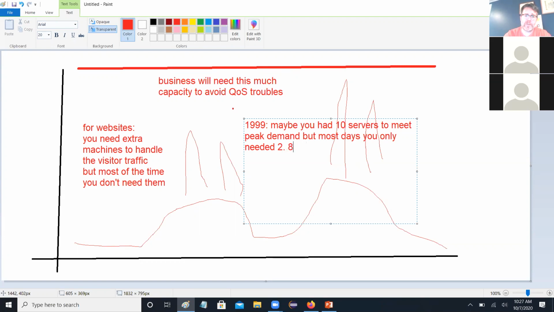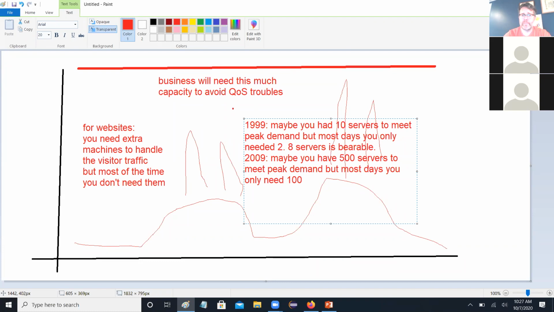And that's going to cost you something, but you can manage. So 8 servers is manageable, right? Is bearable, I would say. It's a cost, but you can live with 8 servers. But by 2009, right, data keeps growing. Maybe you have 500 servers needed to meet peak demand. But most days, you only need 100. Well, 400 servers is pretty expensive, right?